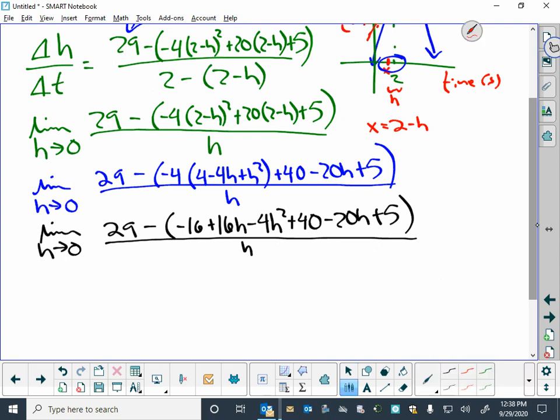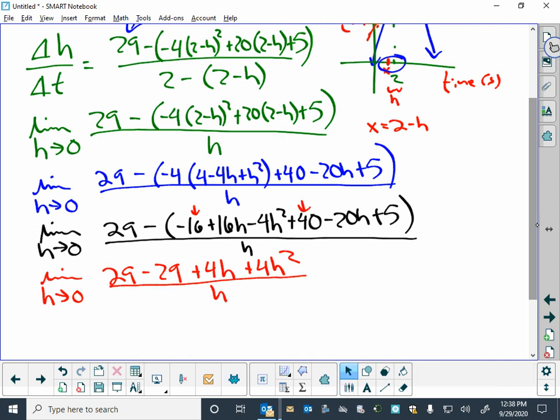Okay. Limit as h goes to 0 of 29. Now some things may start happening here. I could combine some things in here. I've got a minus 16 and 40. That's 24 plus 5. That's 29. So I've got a minus 29. The h's, I've got a 16h minus 20h. That's minus 4h's, and a minus 4h squared, and that is all over h.